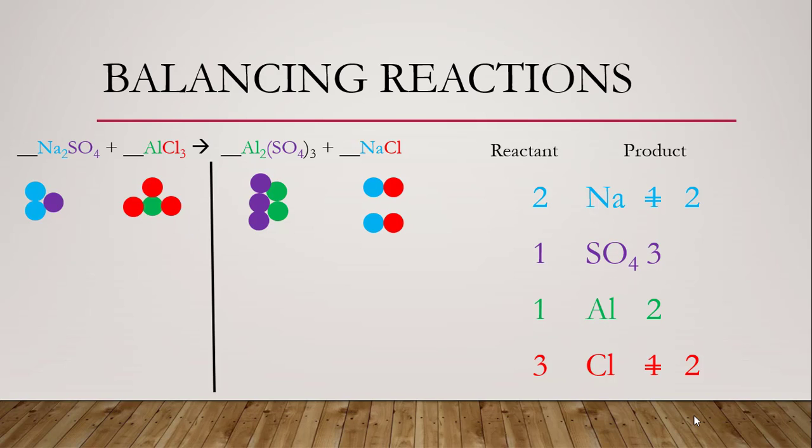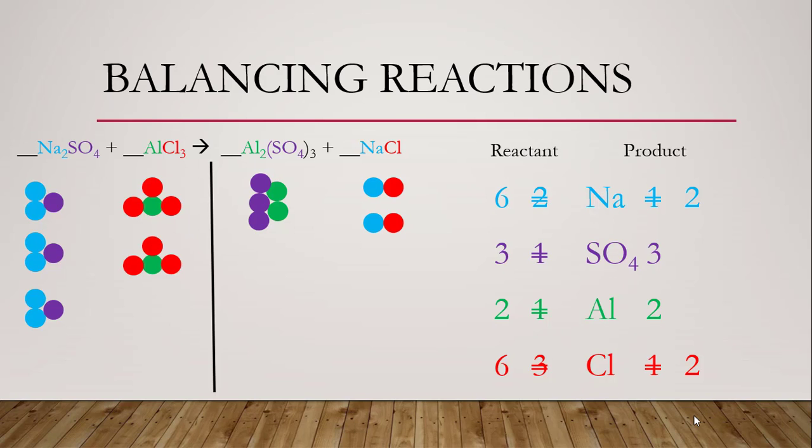Next, I go to the sulfate. I have 1 on the reactant side, 3 on the product side, so I'm going to add 2 more sodium sulfates for a total of 3 sodium sulfates. When I do that, I see that I have 6 sodiums and 3 sulfates. So I've balanced the sulfate but thrown the sodium out of balance. Once again, don't worry. I go to do the aluminum. 1 on the reactant side, 2 on the product side. So I add another aluminum chloride, and when I do that, I have 2 aluminum. Now I have 6 chlorines. So my aluminum and my sulfate are balanced, but my sodium and my chloride are not.